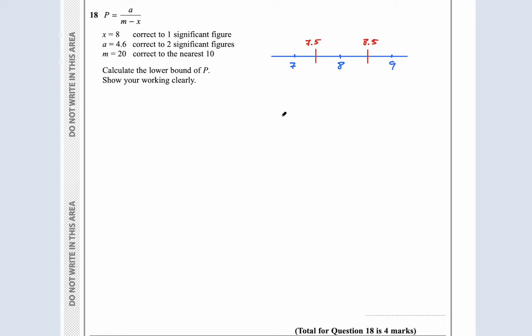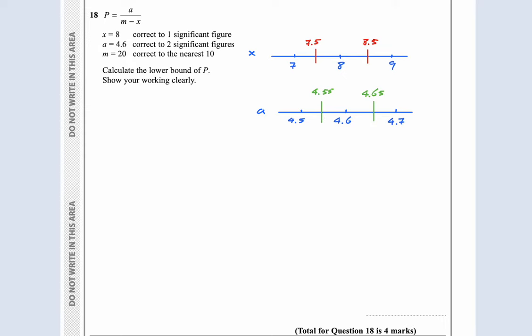Next one. This is x. Now I'll do a. a is correct to two significant figures. It's 4.6. So the next one up is 4.7. The next one down is 4.5. The middle is 4.65. This guy's middle is 4.55. Now I have the upper bound and the lower bound for a.